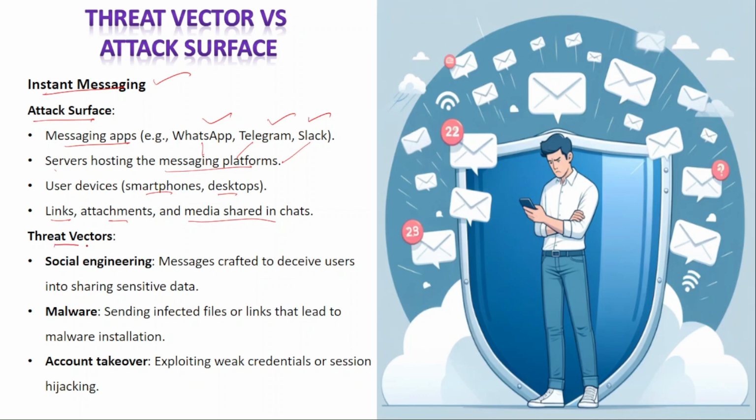So what are the threat vectors? These include social engineering. The message is crafted to deceive users into sharing sensitive information. Users can be deceived through social engineering techniques. Malware, again, sending infected files or links that lead to malware installation on devices such as smartphones and desktops. And account takeover, exploiting weak credentials or session hijacking.